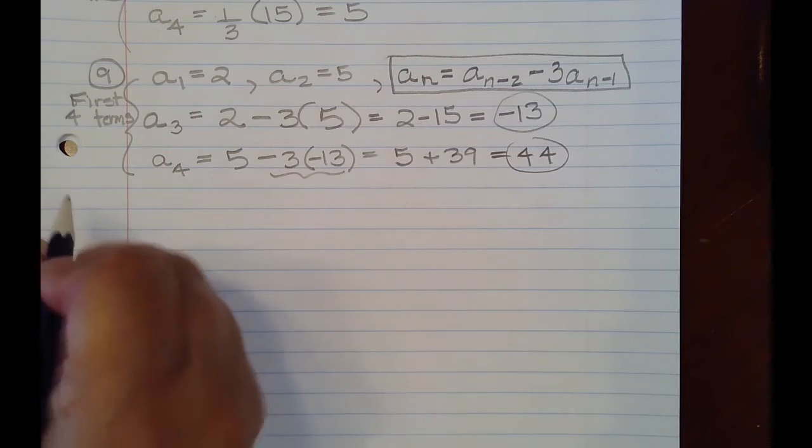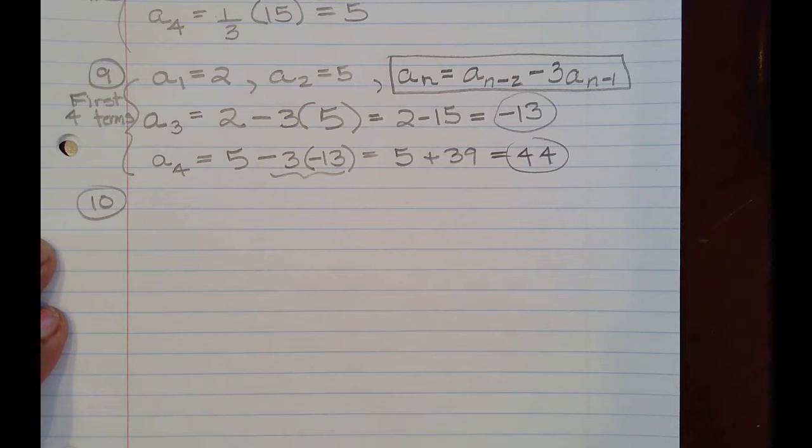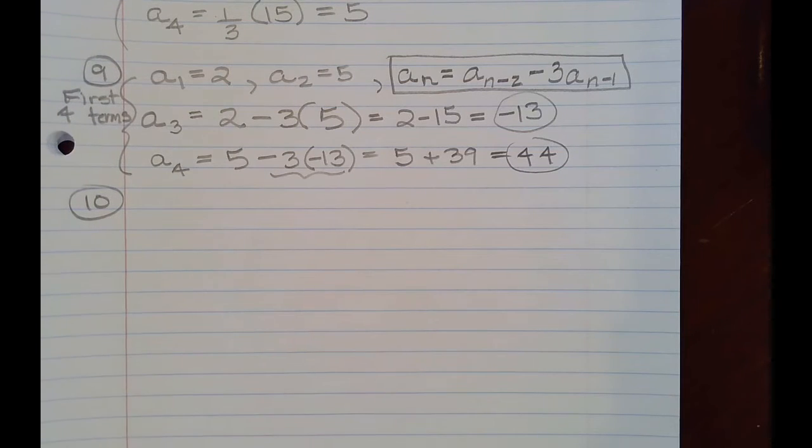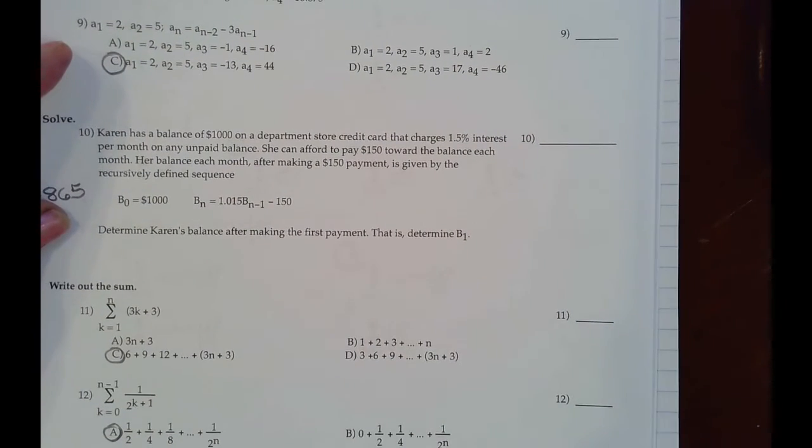Okay, moving on to number 10. Problem number 10. Karen has a balance of $1,000 on a department store credit card that charges 1.5% interest per month on any unpaid balance. She can afford to pay $150 toward the balance each month.